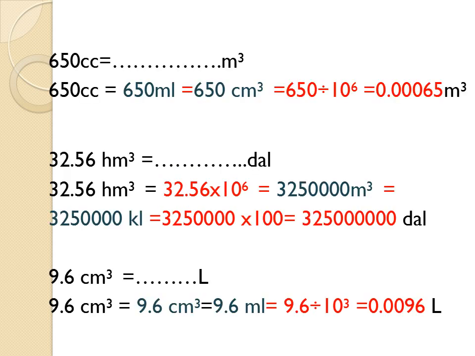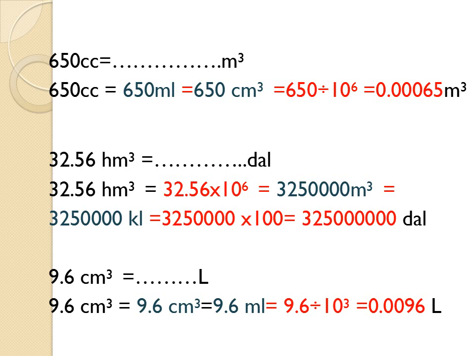Now to understand more, let's see these examples. 650 cc, we want to convert it to meter cube. Cc is equal to milliliter, so it's the same. So don't be afraid of it. Whenever you see cc, it's the same as milliliter. Put it milliliter. So here we have 650 cc, meaning 650 milliliter.